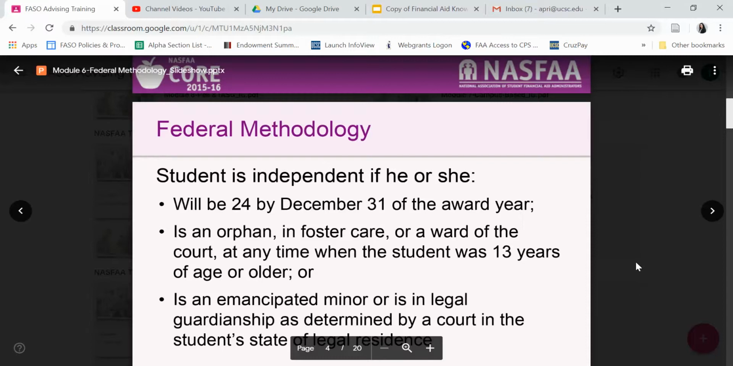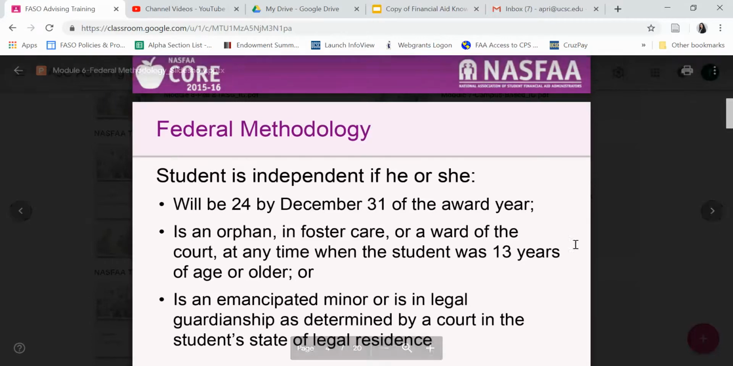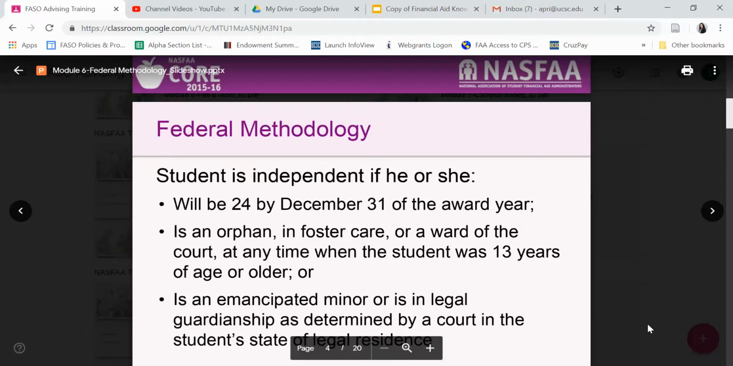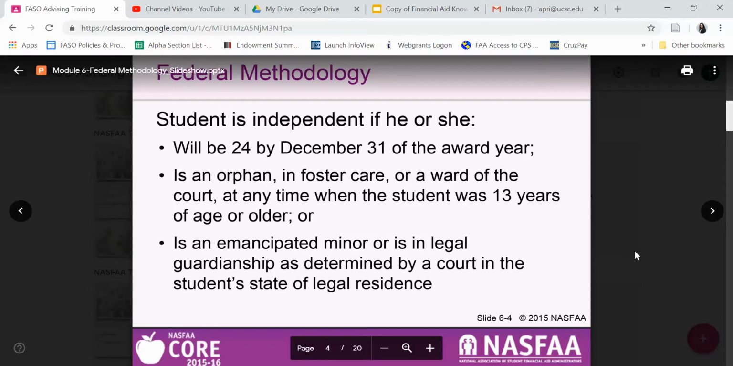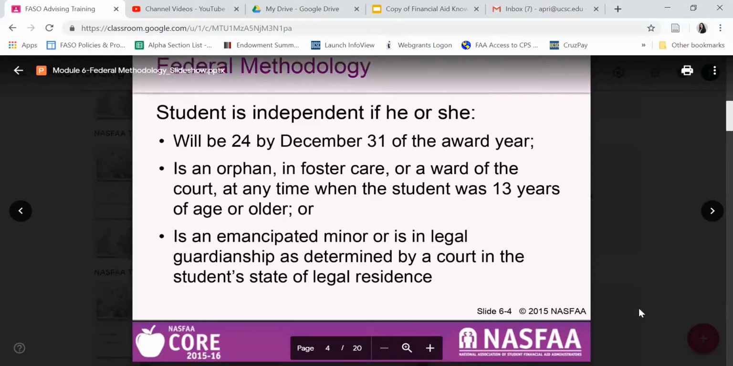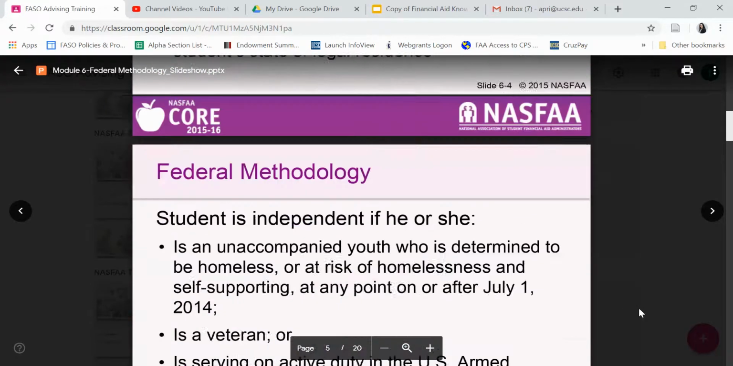There are several criteria that will automatically make a student independent. One is age. If the student's going to be 24 by December 31st of the award year, meaning, for example, for the 2019-20 academic year, they have to be 24 by the end of this calendar 2019 year, then they would be considered automatically independent. If they were in foster care or were wards of the court at the time they were 13 or older, they're automatically independent. If they're an emancipated minor, meaning that they received legal emancipation from their parents, or if they were in legal guardianship as determined by a court in their state of legal residence, then they're also independent.